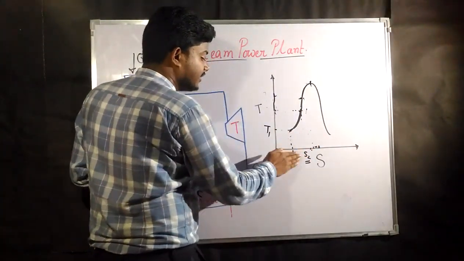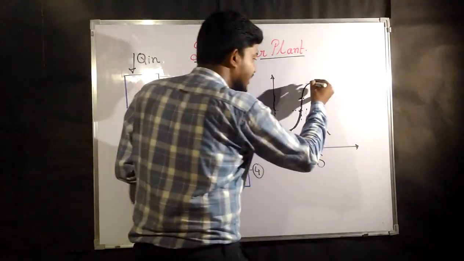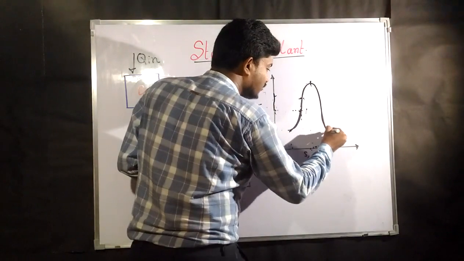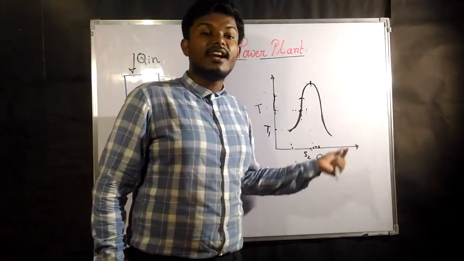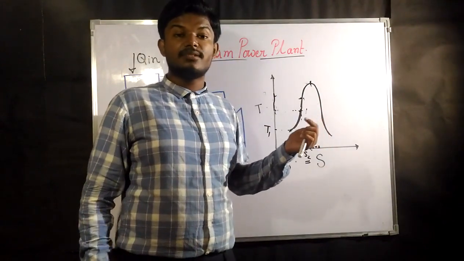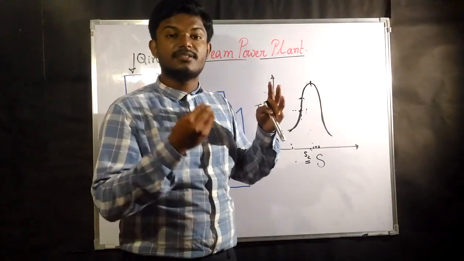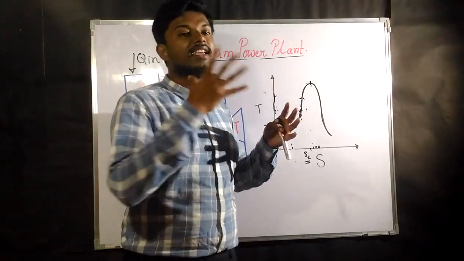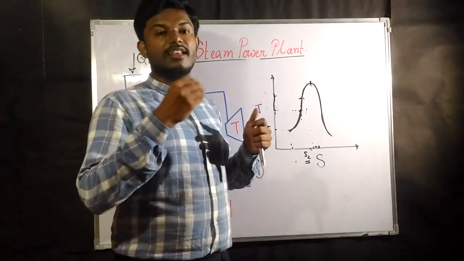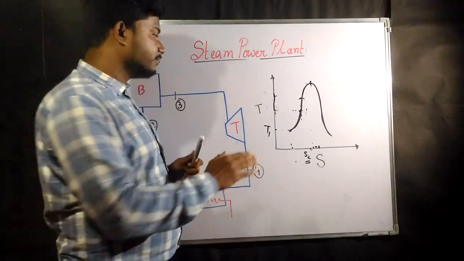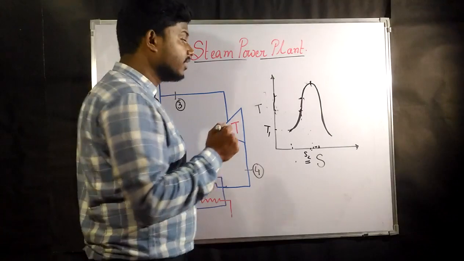This left line represents the saturated liquid line, and the right part of the topmost point represents the saturated vapor line. Saturated vapor line means the substance has just finished the evaporation. The small amount of liquid has just now been converted into vapor, completely vapor. This line represents the saturated vapor line.